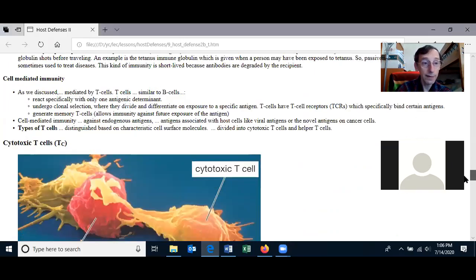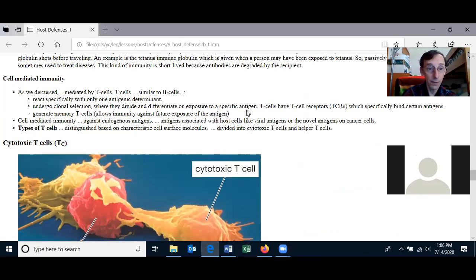So let's move on to cell-mediated immunity. The cell arm of the immune system is all involving T cells. And T cells are similar to B cells, and that is once they first get activated by an antigen, they will go through clonal expansion and then differentiation.